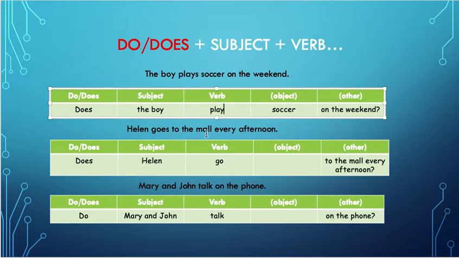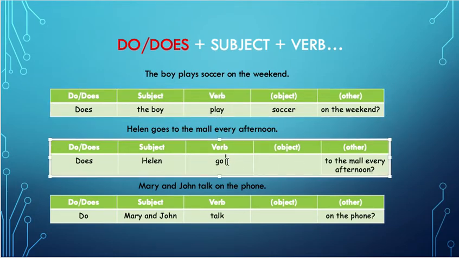Helen goes to the mall every afternoon. So the answer: Helen is a woman's name, so like she, and for she we say does. Does Helen go to the mall every afternoon? Again, you see here the verb go. For questions, we don't say goes. For questions, we just say go.